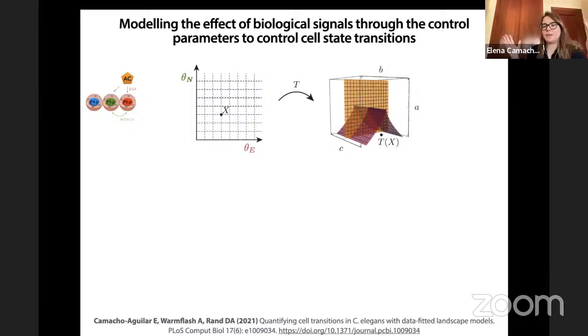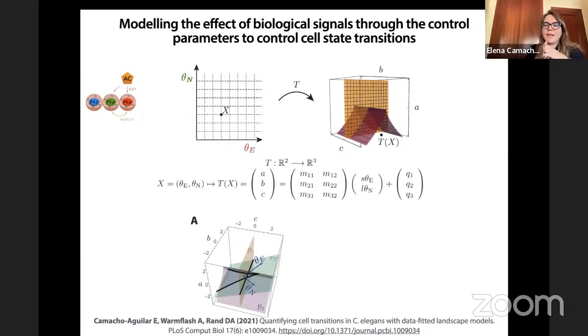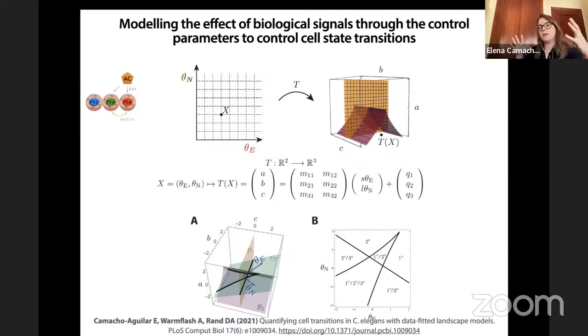And so now we have a mathematical model, but we need to link it to the biological process. For that, we need to write the parameters as functions of the biological signals, which were EGF and Notch. So we simply take a linear transformation between the signals and the parameters, and that defines a plane in the parameter space. By intersecting this 3D bifurcation set with the plane that the signals define, we can get this fate map of which attractors are present for each value of the biological signals.